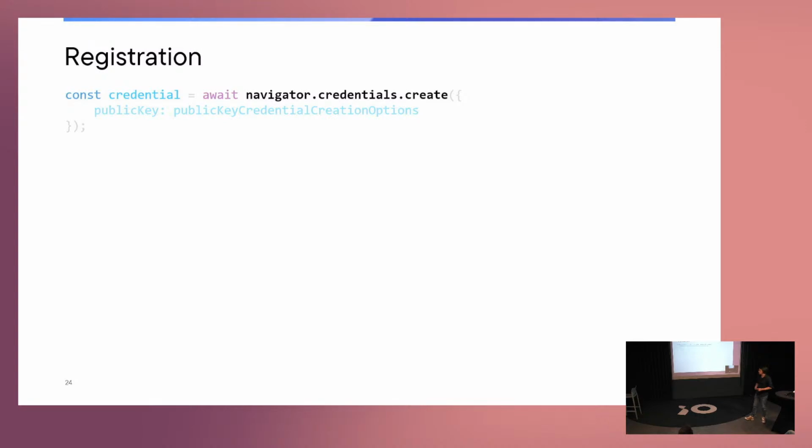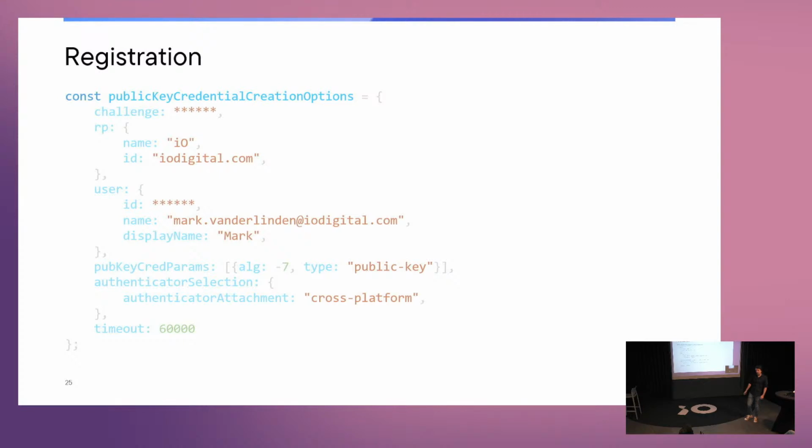So how does this work in code? You can call the navigator.credentials.create method, which is available in all major browsers at the moment. And this method will eventually give you the public key that you can send over to the server. It has a few options that you have to provide. The challenge, as I mentioned before, is a challenge from the server. The relying party, which is actually the domain that you're going to attach the public key to.